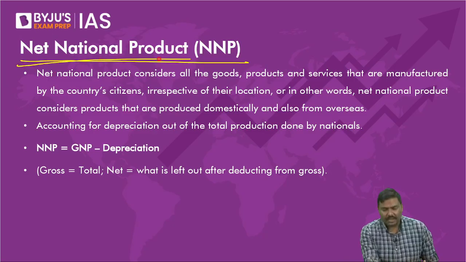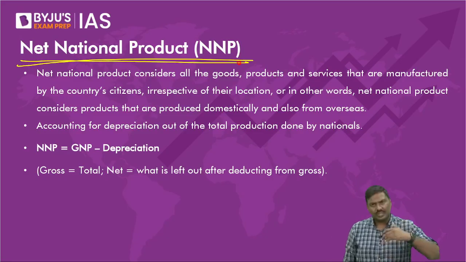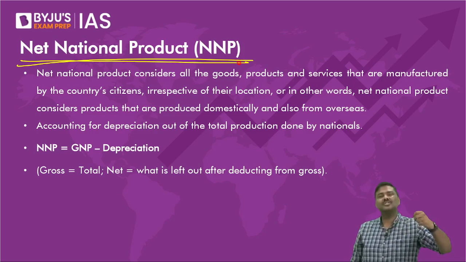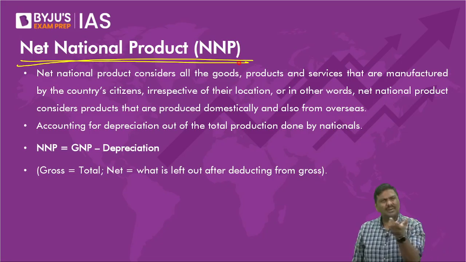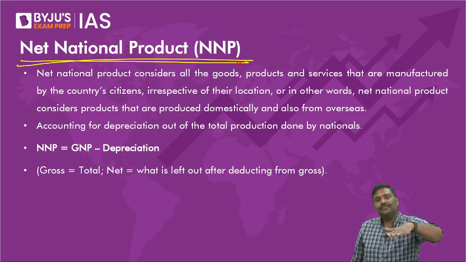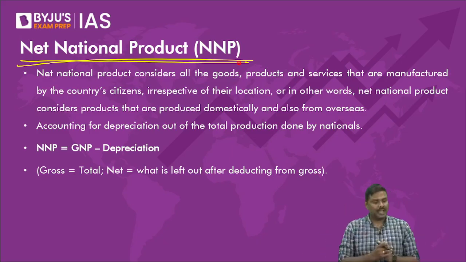NNP is nothing but the market price of all the goods and services which are produced by the nationals of a country. I'm using the term nationals. Some of the books will also use the term normal residents, which is much more technical. Again, don't run behind the definition of normal resident. So, nationals of a country after adjusting for depreciation. Right?